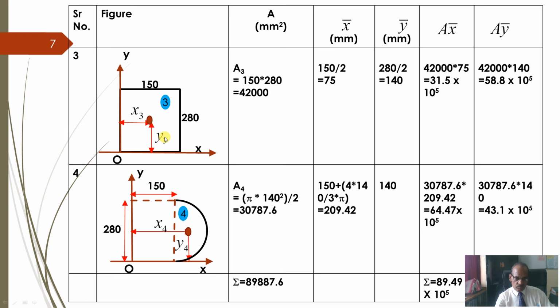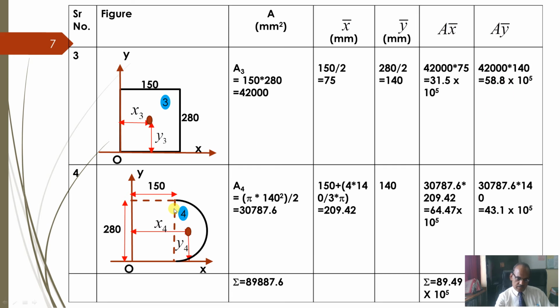Next one, this is a rectangle, 150 by 280. So the area is 150 by 280. Now the coordinates you can directly write down: 150 by 2 is the x coordinate, and 280 by 2, that is 140, will be the y coordinate. Write down a3 x3, a3 y3 here.